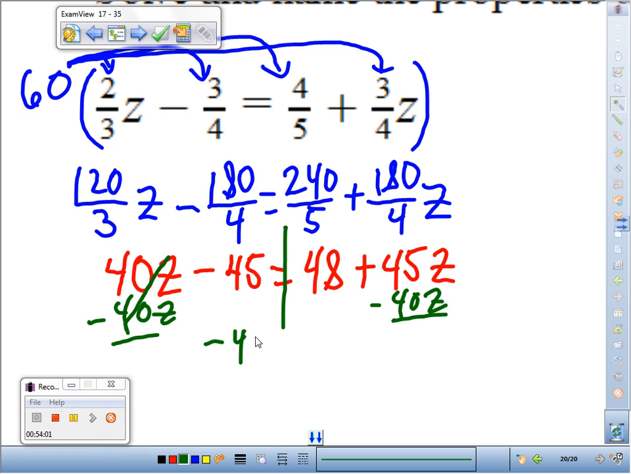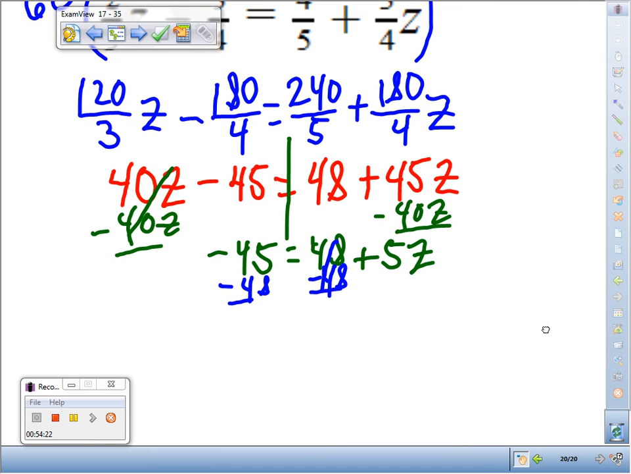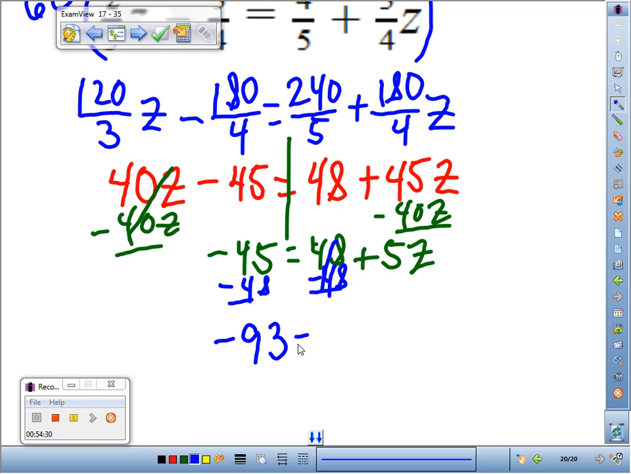This is negative 45 equals 48 plus 5Z. From there, we need to get rid of the 48 because we need to isolate the Z, right? So we subtract 48, subtract 48. So we end up with negative 93 equals 5Z. What's our last step? Divide by 5, divide by 5.